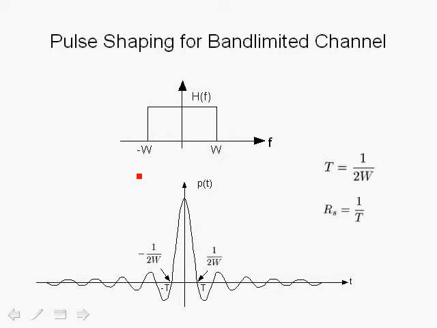If you're familiar with a pulse that has a pulse width of tau, then in the frequency domain you have a sinc function which has its first zero crossing in frequency at 1 over tau. So in this case we have in the frequency domain a width of 2W, and in the time domain we'll have the first zero crossing at 1 over 2W. So T is the symbol interval, and we'll show that next.